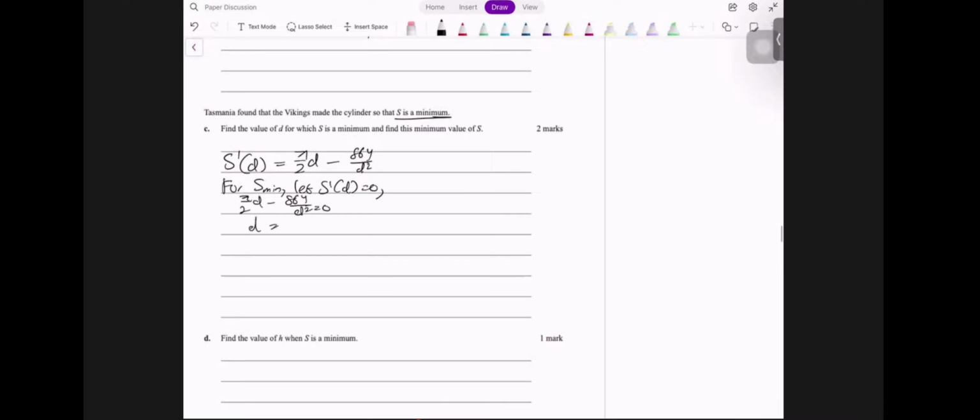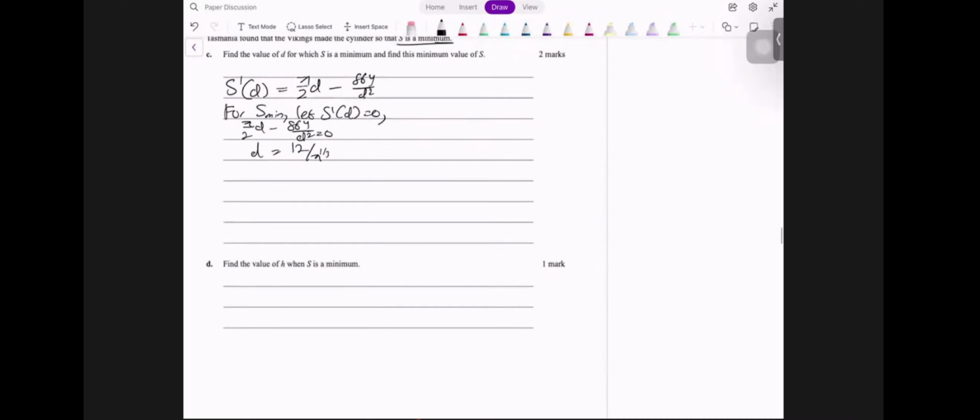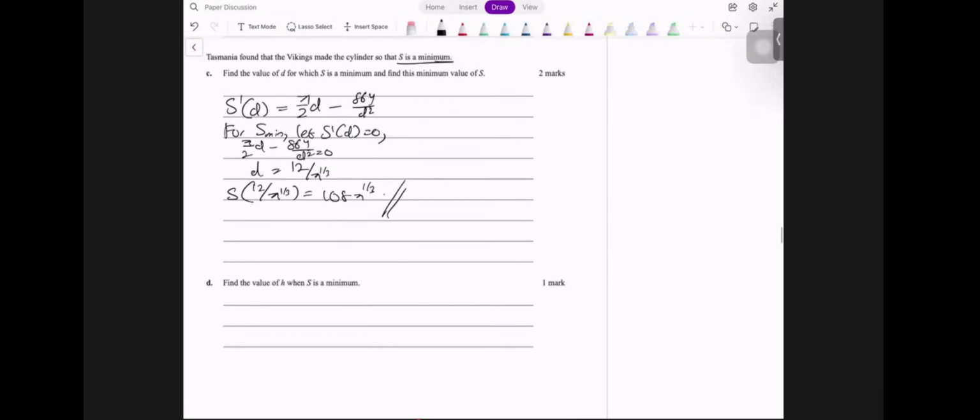You solve for d, you do get 12 on pi over third, or 12 times pi to the negative third. And you sub this straight into your S, and you get 108 times pi to the 1/3. Yeah, that should be fine.